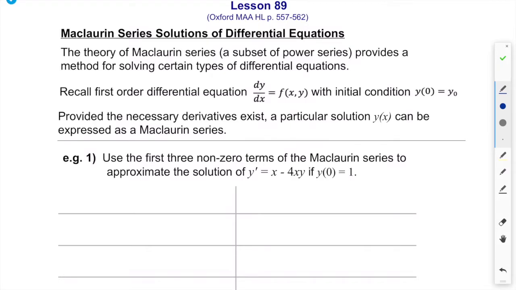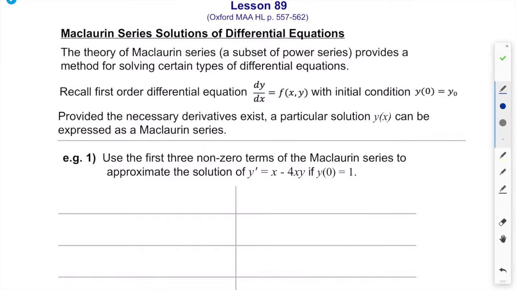So let's recall first order differential equations. They take on the form of dy by dx as a function f of x and y, with an initial condition of y of 0 equals y naught. And we're looking for a function in terms of y and x that when I take the derivative of that function, it will give me the derivative given to me. Okay, so that's the whole purpose of solving differential equations.